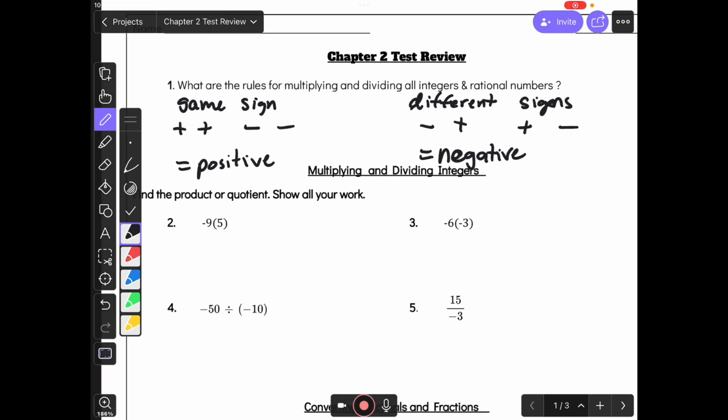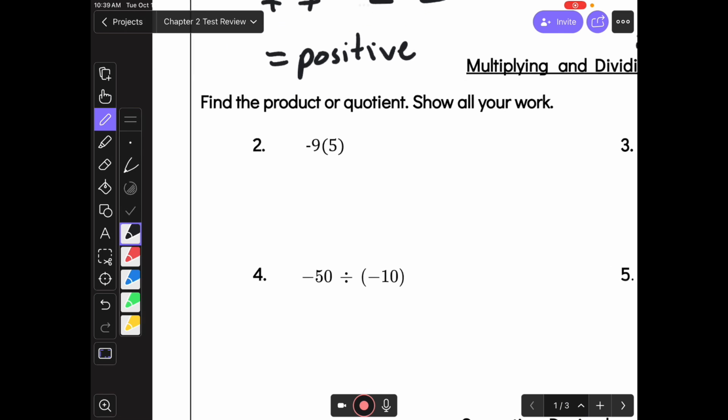All right, moving to number 2. I have a negative times a positive, right? That parenthesis there just means multiply. 5 times 9 or 9 times 5, if you do your nines trick with your hands and you put down that 5th finger, you should get an answer of 45. Right? Positive times negative would be a negative answer. It should be negative 45.